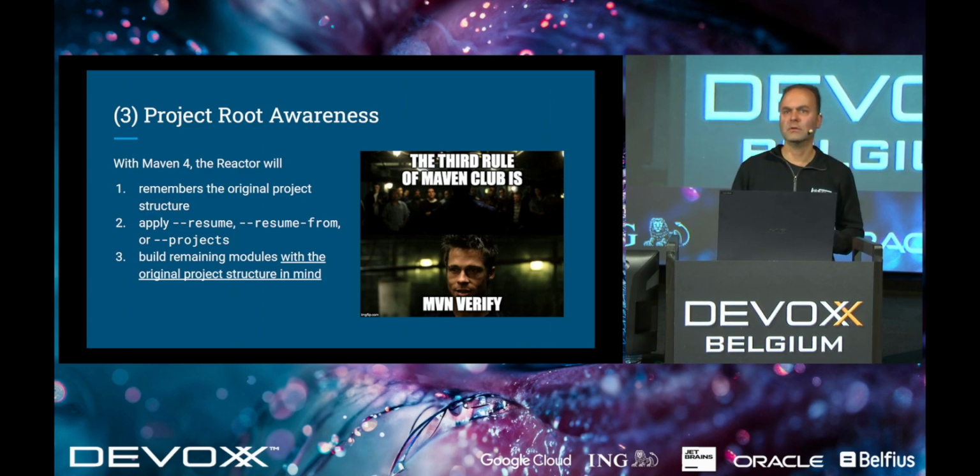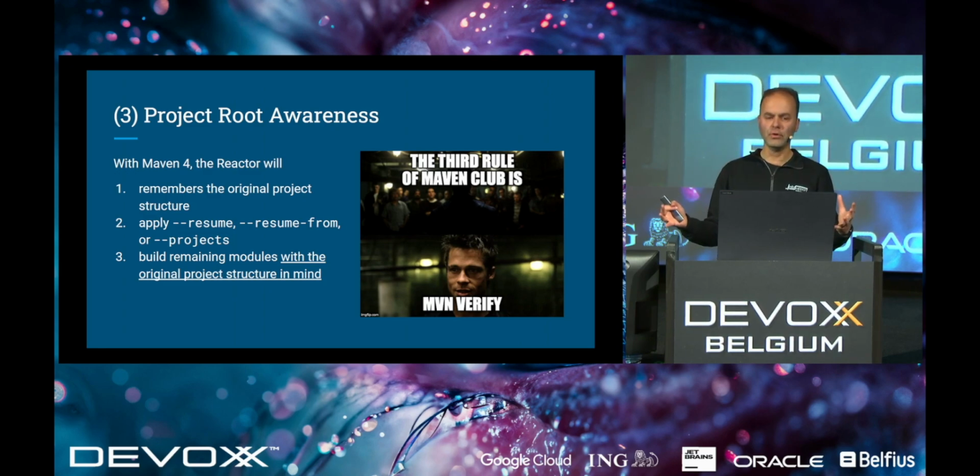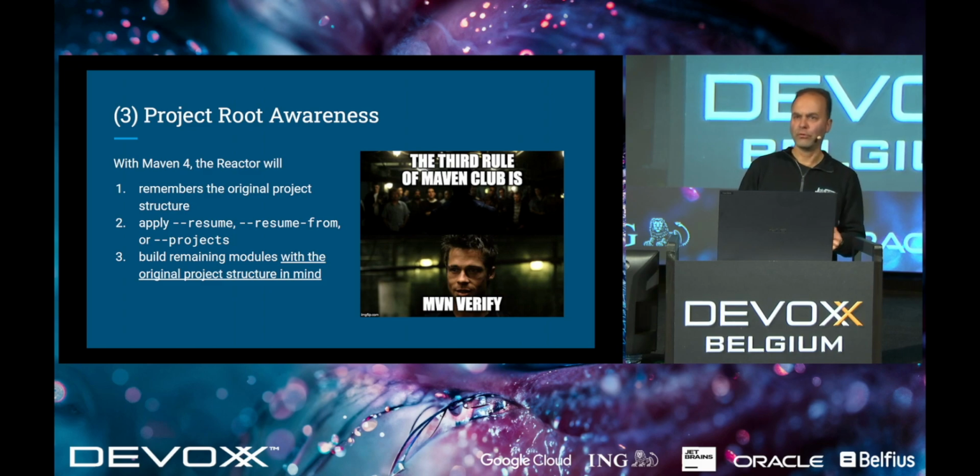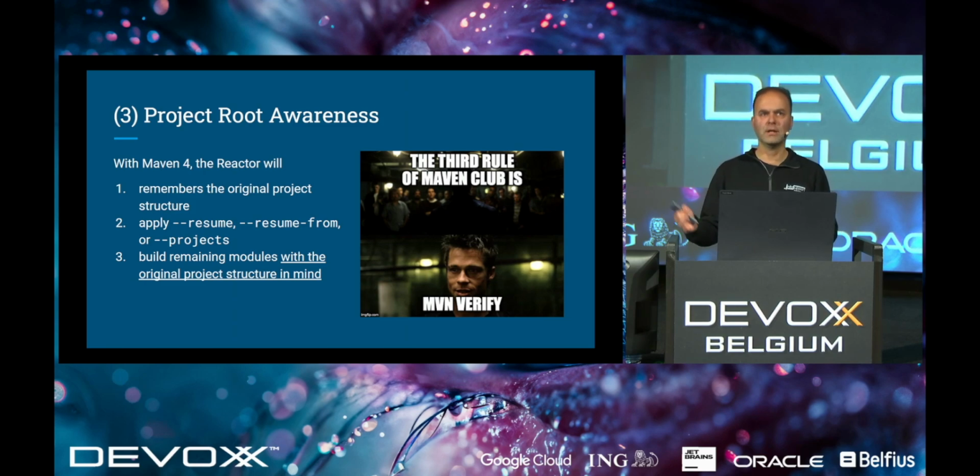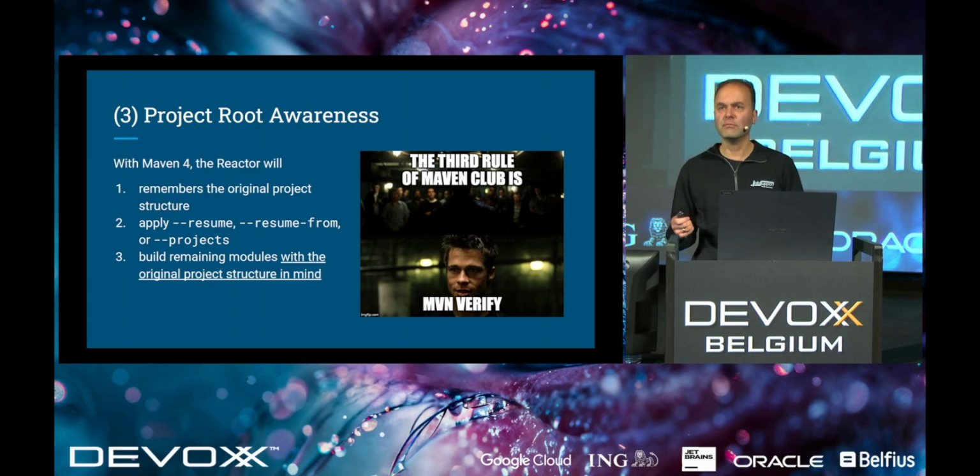So Maven 4 will do a different approach. It will make this mental model, which we keep in memory. Then we start pruning the graph of what needs to be built. We apply resume from, projects, also make, all that kind of stuff. But when we start building, we take this original mental map of the project, so that if the build asks for module A, for example, we can actually resolve that from the project itself. And that is what you as a developer typically expect. And if we have this, then we can finally adhere to the third rule of Maven Club, which is that we just run Maven verify and not Maven clean install.